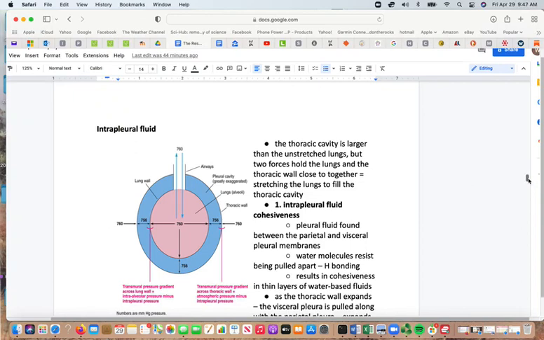So your thoracic cavity is larger than the unstretched lungs, but the two forces hold the lungs and the thoracic wall close together. So you have stretching of the lungs to fill the thoracic cavity.